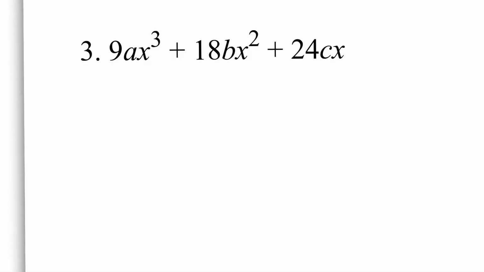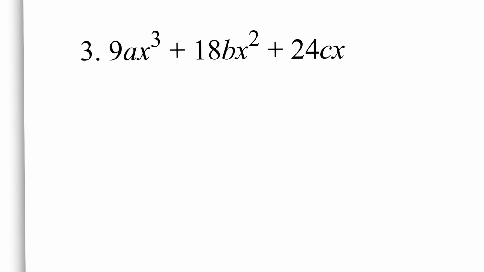Number 3, you have a trinomial. We have 3 different terms, and you want to factor out what they have in common. So I noticed they have in common an x, so I'm going to take out an x, and also the 9, 18, and 24, well, you can divide by 3. So you look for the greatest common factor.